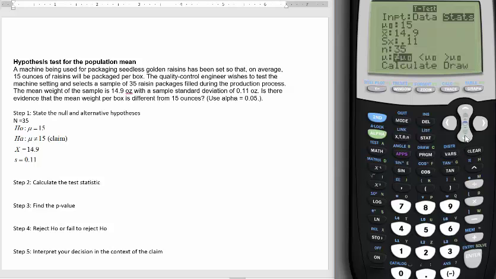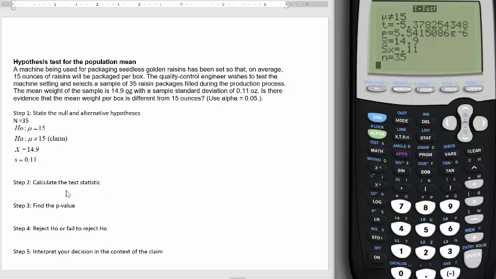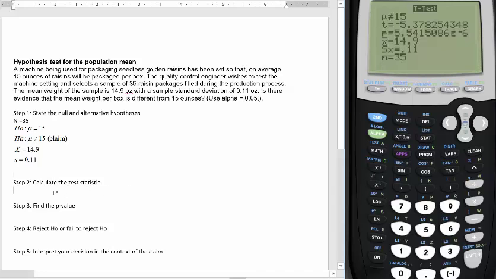And now, before you calculate, the calculator is asking you to choose what is the alternative hypothesis. The alternative hypothesis here is different from, so make sure to select different from and press enter, and then calculate. Okay, so I got the test statistic now, which is negative 5.378. I'll write it down.